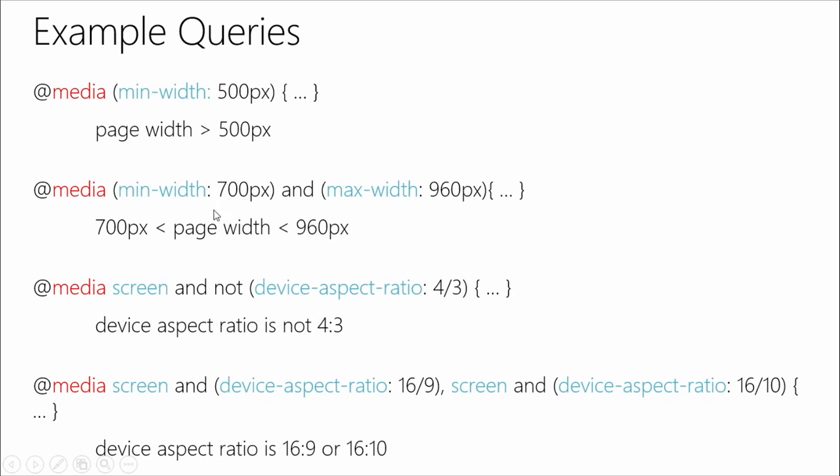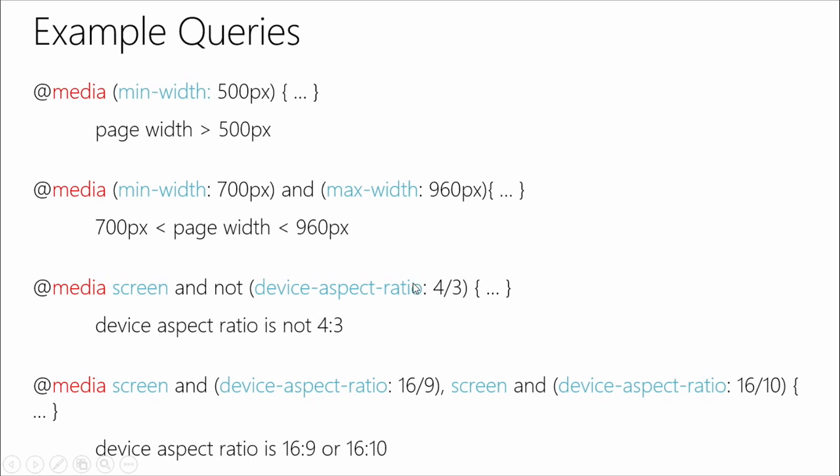And you'll notice that I don't have sort of a media type on there. And so if you don't have a media type on there, that just applies to all media types. Whereas in this third example, I have media screen and not device aspect ratio 4/3. So that says as long as this device is a screen, self-explanatory. If it is basically a screen and the device aspect ratio is not 4:3, so if it's not sort of the old school monitor size, then apply these properties.